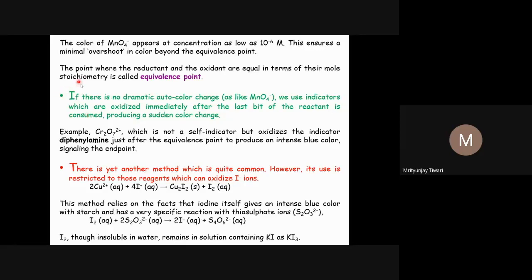Again, not all reagents are like permanganate; they do not show an intense color change. If there is no dramatic auto color change, meaning the self color change of permanganate ion, we use indicators which are oxidized immediately after the last bit of reactant is consumed. So in such cases, we add certain indicators. An indicator shows that a certain chemical change has already happened.